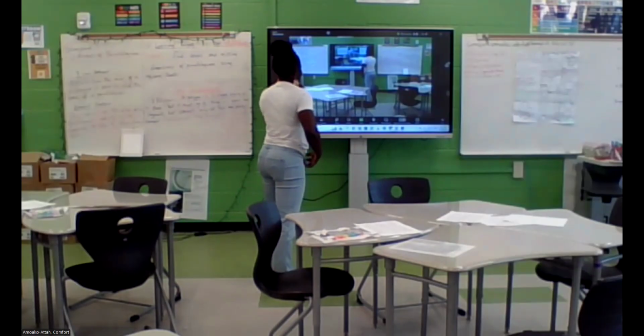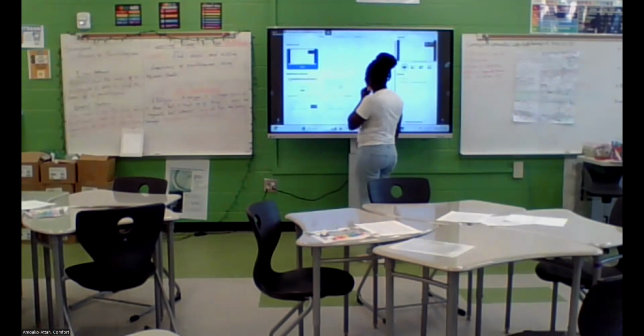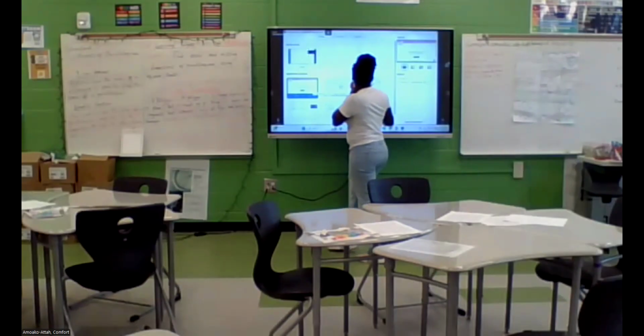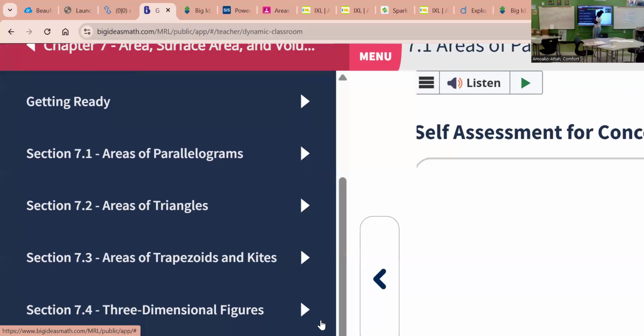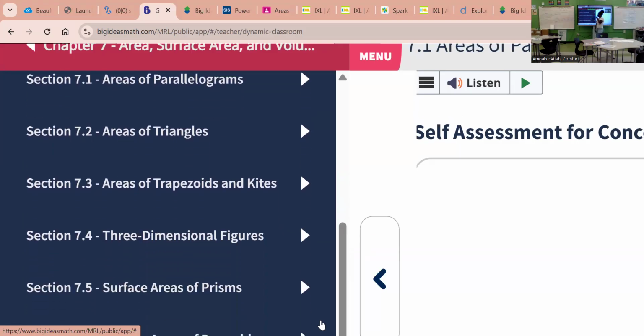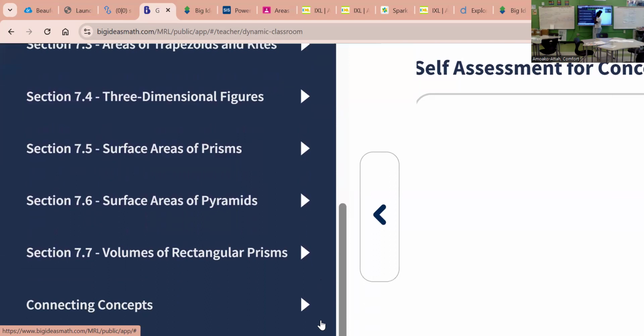Alright, so guys, before I really come to what we have for today, let us quickly look at what we are going to learn under geometry. One, the area of parallelograms, areas of triangles, areas of trapezoids and kites, three-dimensional figures, surface areas of prisms, surface areas of pyramids, volumes of a circular pyramid.